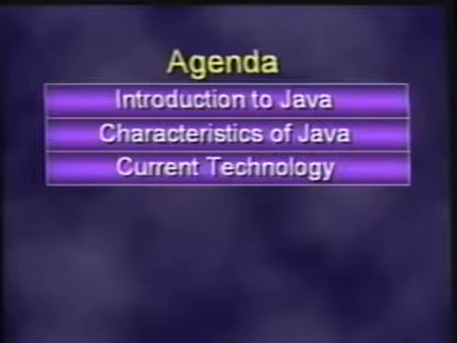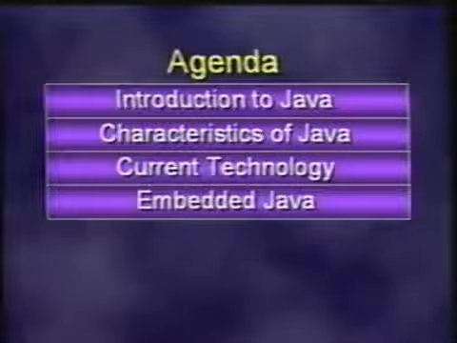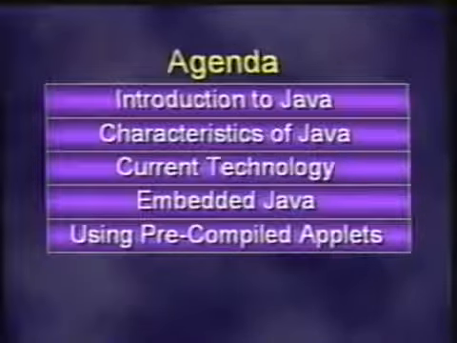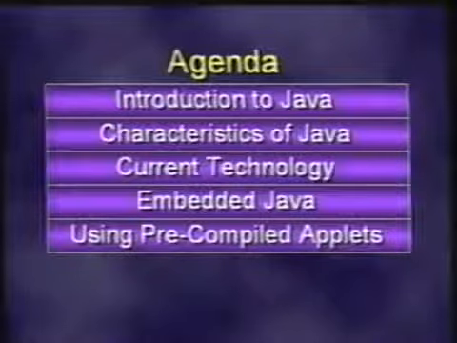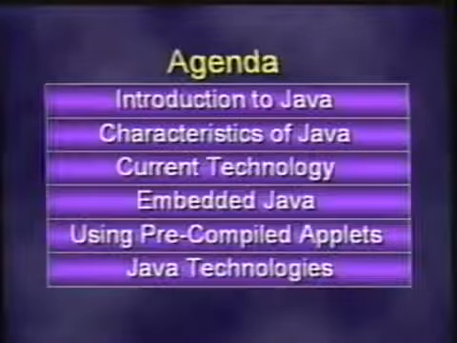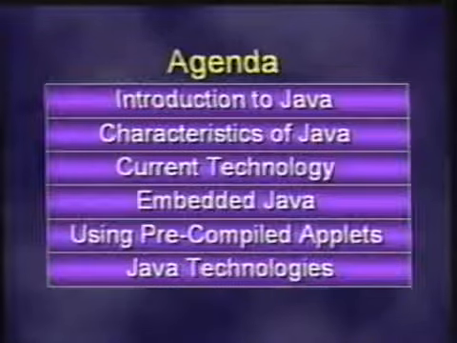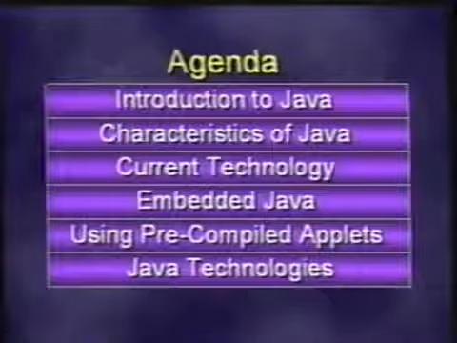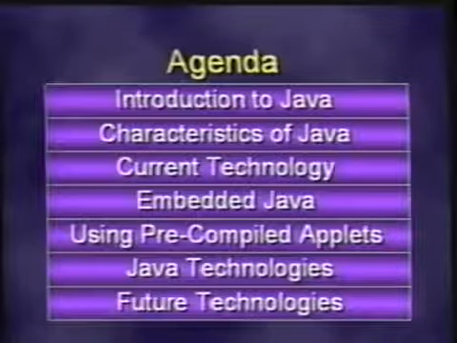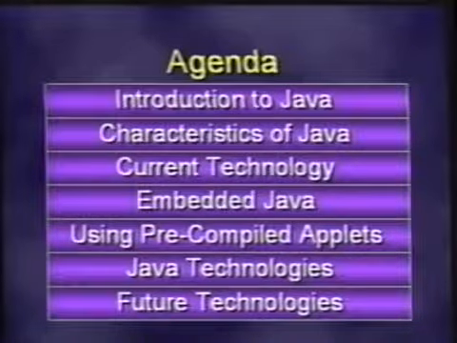Current technology, how is Java being used? How is it being deployed and exploited? How to embed Java into your web pages or your internet applications. Using precompiled applets or finding applets that other people have created that you can customize and make your own. We're going to talk about Java technologies, what makes up the language, the object model, what really Java is about, and finally future technology, where it's going, what's coming down the pipe.